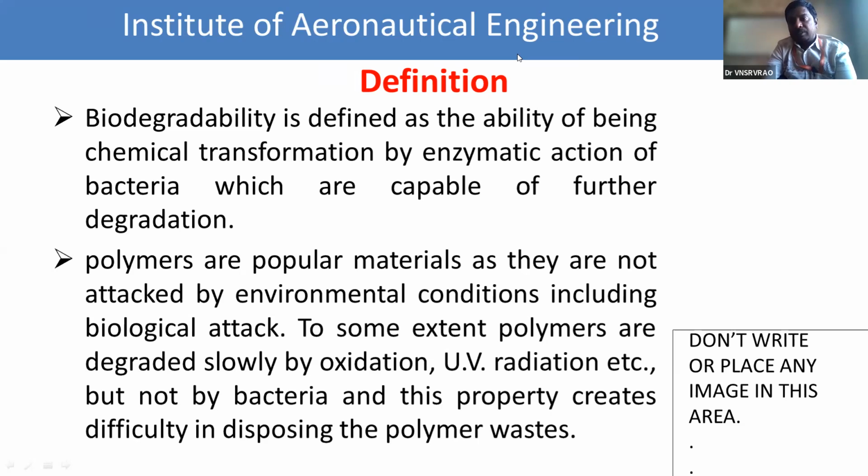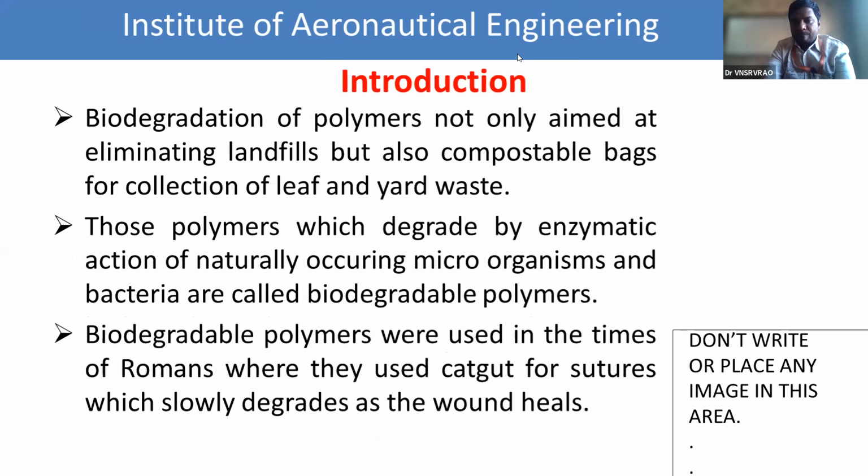So especially such types of polymers cause land pollution. That means disposal of that polymer is a very big problem. So what are the examples for that? Landfills. Examples are nothing but the collection of leaf and add waste. So these polymers which degrade by the enzymatic action of naturally occurring microorganisms and bacteria are called biodegradable polymers.